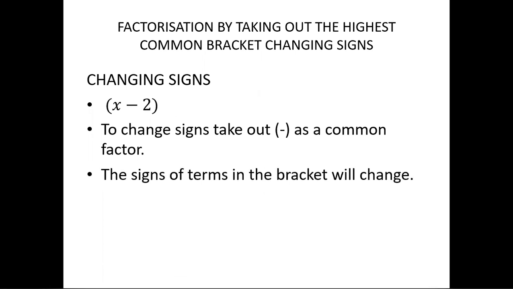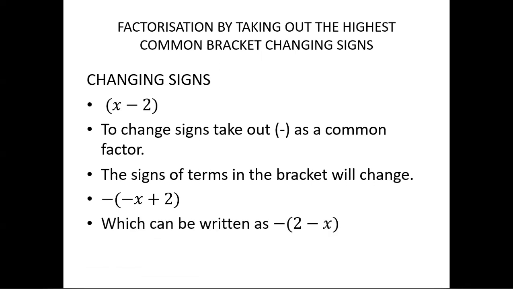So if I take out a common factor in the example that I just gave you, which is x minus 2, if I take out a common factor of negative 1, I'll be left with, because x is positive, it'll now be minus, and because 2 was negative, now it'll be positive. So you just change the signs of terms inside the bracket. And obviously, we can write that as minus into 2 minus x, and then you close bracket.